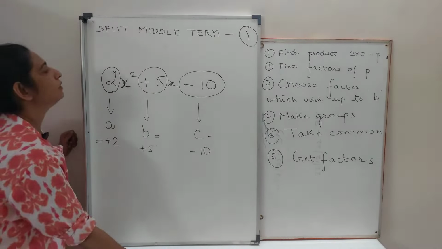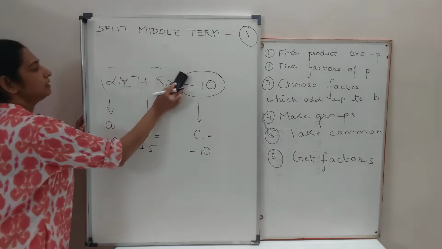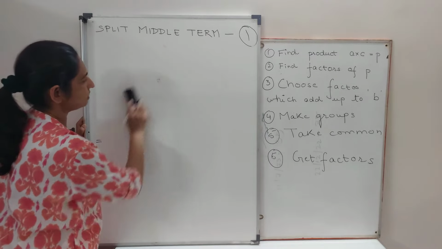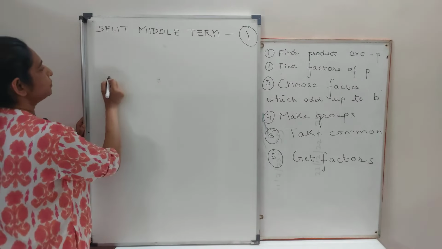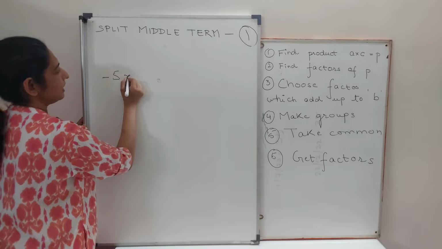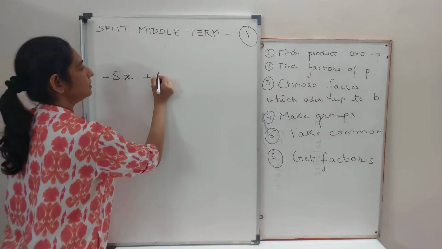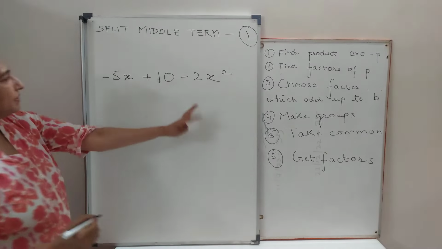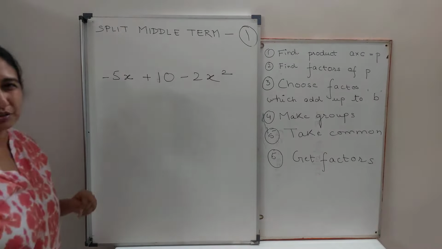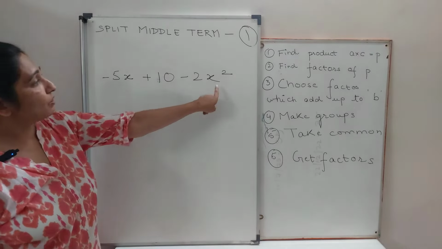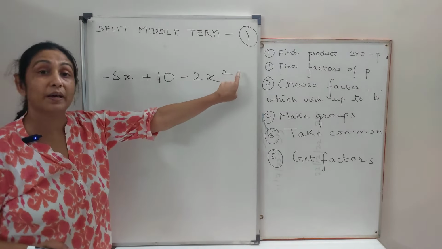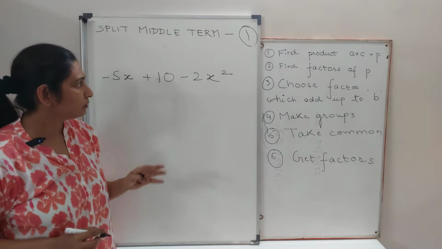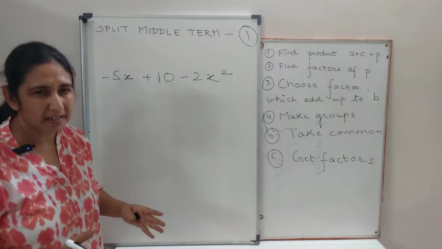Clear? Let me take one more example and then we'll know exactly more clearly what a, b and c are. Suppose I have minus 5x plus 10 plus minus 2x square. Now it doesn't even look like a quadratic, right? Does it look like a quadratic? No, but it is a quadratic because it has x square as its highest power. So what should we first do?